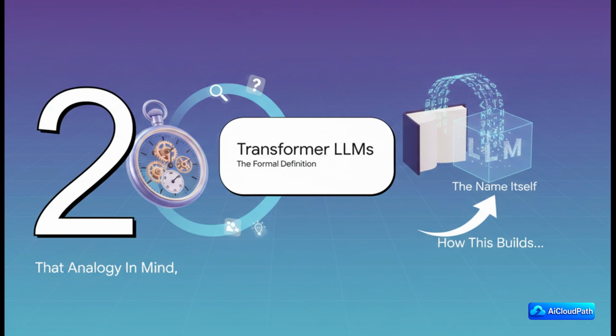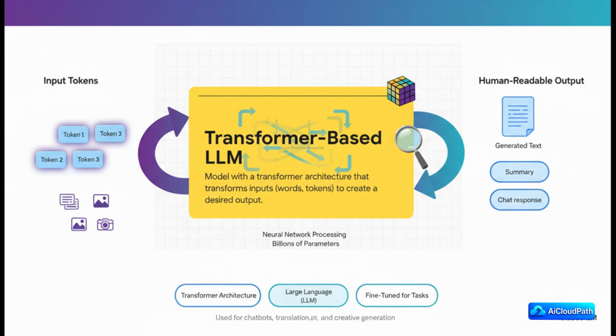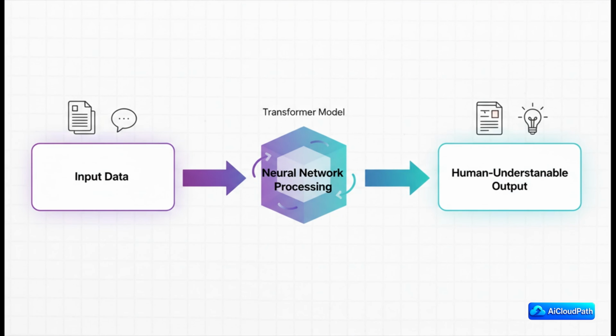Okay, so with that Rubik's Cube idea fresh in our minds, let's get into the more formal definition. And you'll see pretty quickly that the name itself tells us almost everything we need to know. So here it is. The most important clue is right there in the name. A transformer-based large language model, or LLM, is built on what's called a transformer architecture. And its whole job, its entire purpose, is to transform an input, which it sees as these little pieces of data called tokens, into whatever output you're looking for, whether that's an answer, an image, or even a piece of music.